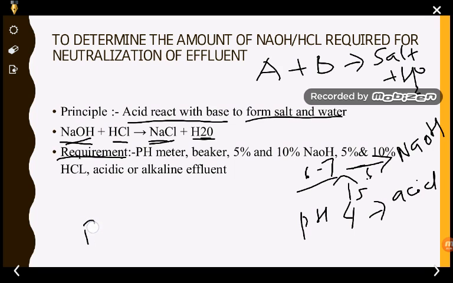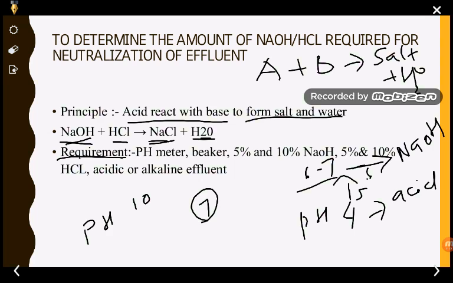Consider if the given pH of the wastewater is already 10. Now we have to reduce the pH to 7. We know that most of the molecular or biological activity of organisms can be seen in the pH range 6 to 7. So we have to bring this pH from 10 to 7.